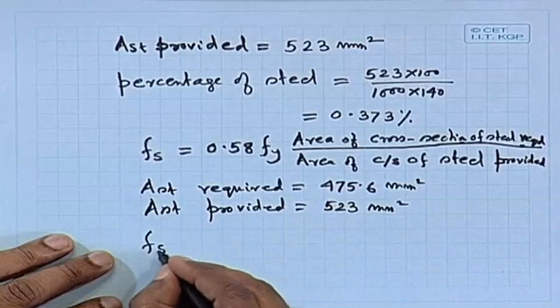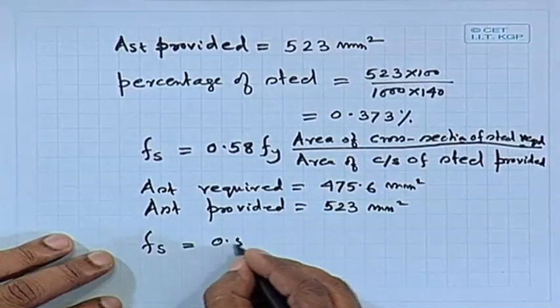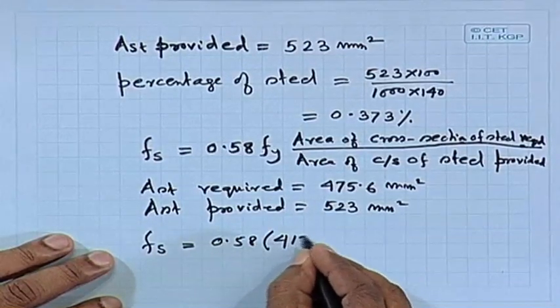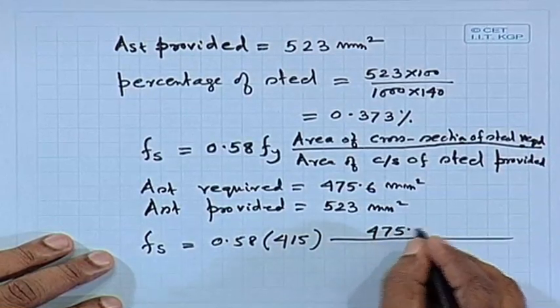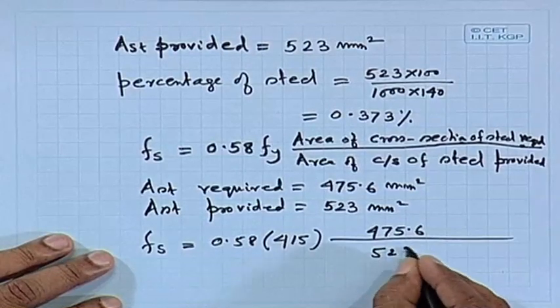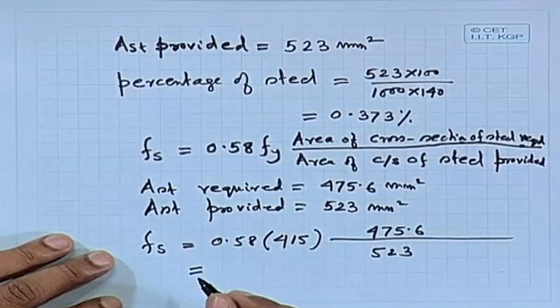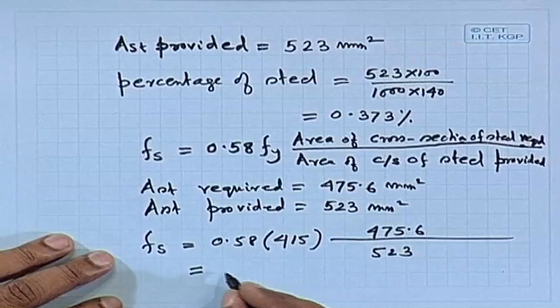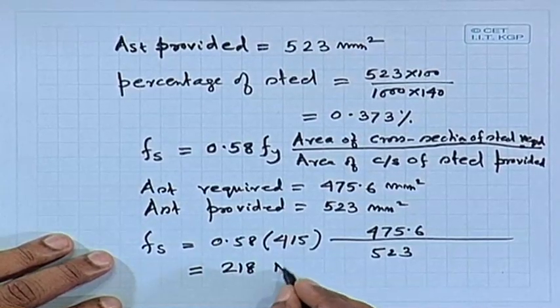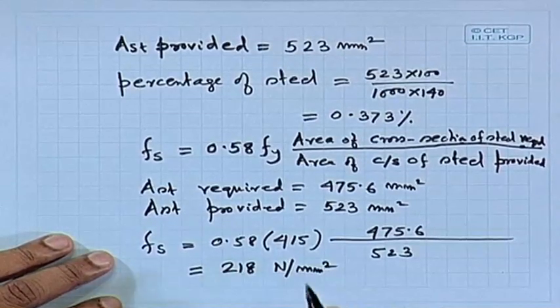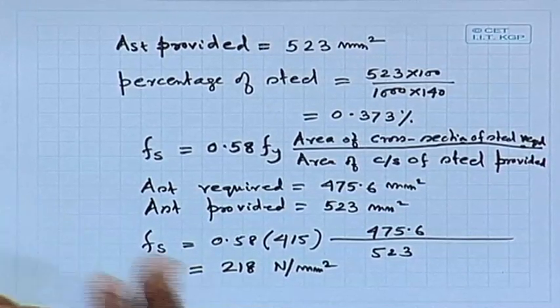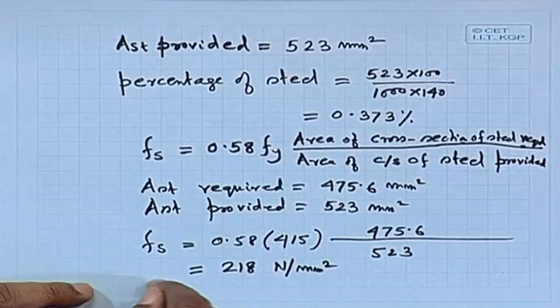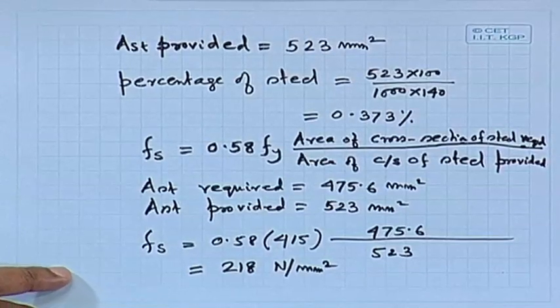So, Fs equals 0.58 times Fy 415 times 475.6 divided by 523, which comes as 218 Newton per square millimeter. So, we are getting 218 Newton per square millimeter here. This is the value through which we can find the corresponding modification factor.